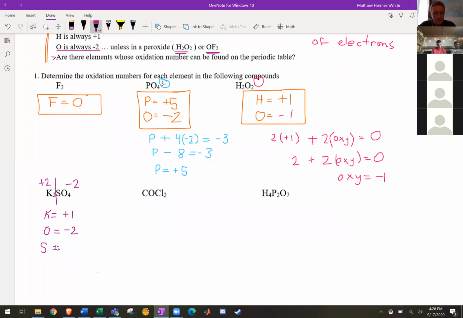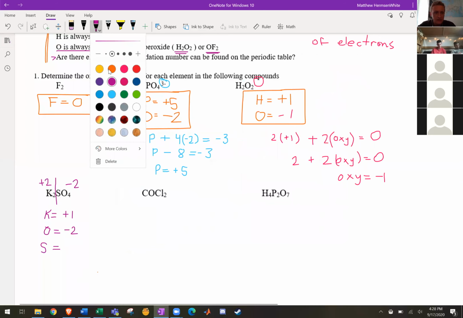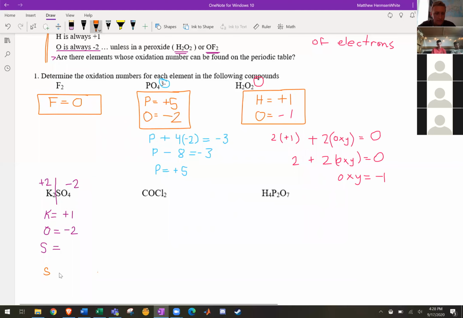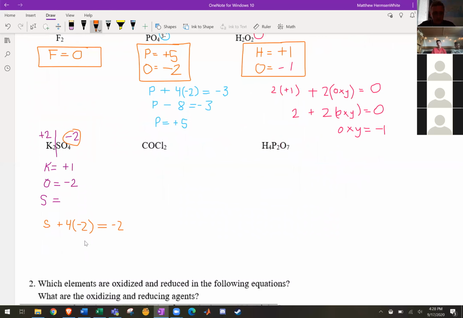And then sulfur. For here, we're going to have to do the same thing with our equation. So we have 1 sulfur plus 4 oxygens, and each oxygen has a charge of -2. And this equals a total charge for SO4 of -2. That's this number right here. So from here, sulfur is equal to +6. So sulfur equals +6.